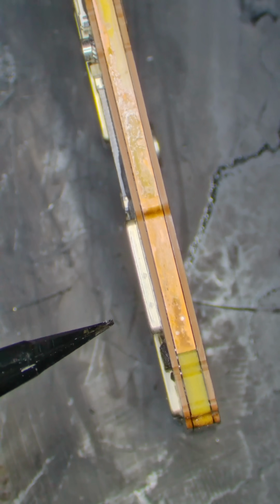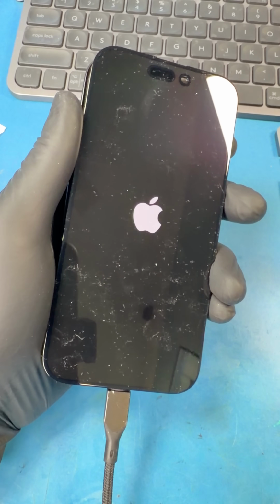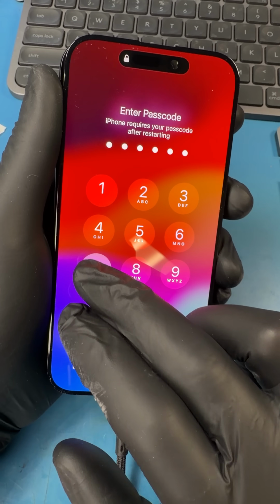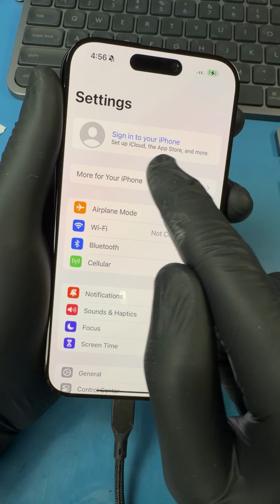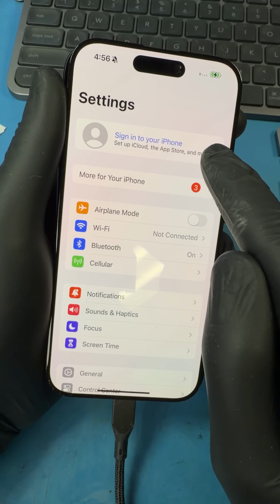to about 230 Celsius. Then we can check the motherboard, and we can see that the two layers are perfectly soldered back together. Let's plug the phone in, and boom, now it powers on. And when we enter the passcode and go to his settings, we can see that he never signed in with his iCloud account, so the phone was never being backed up.